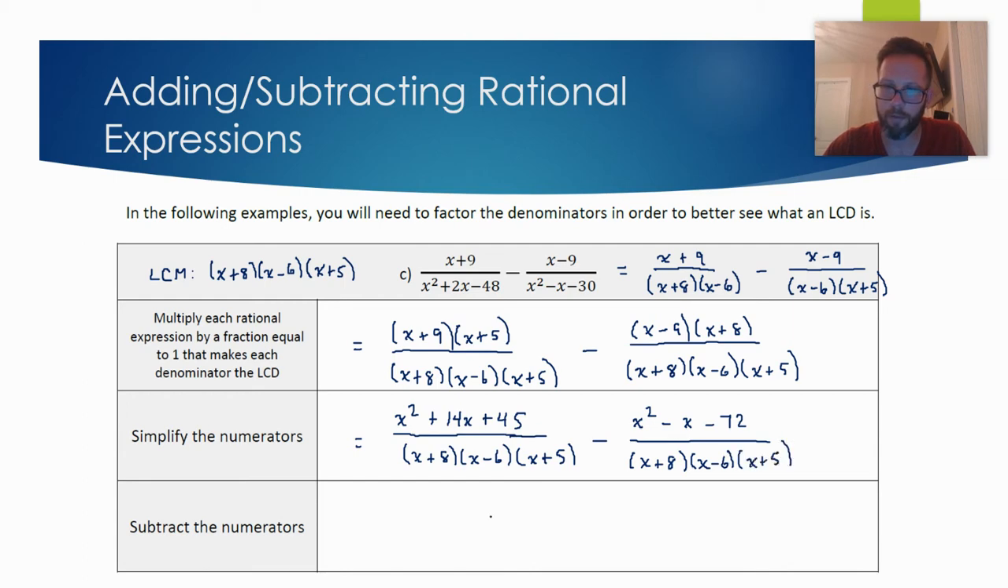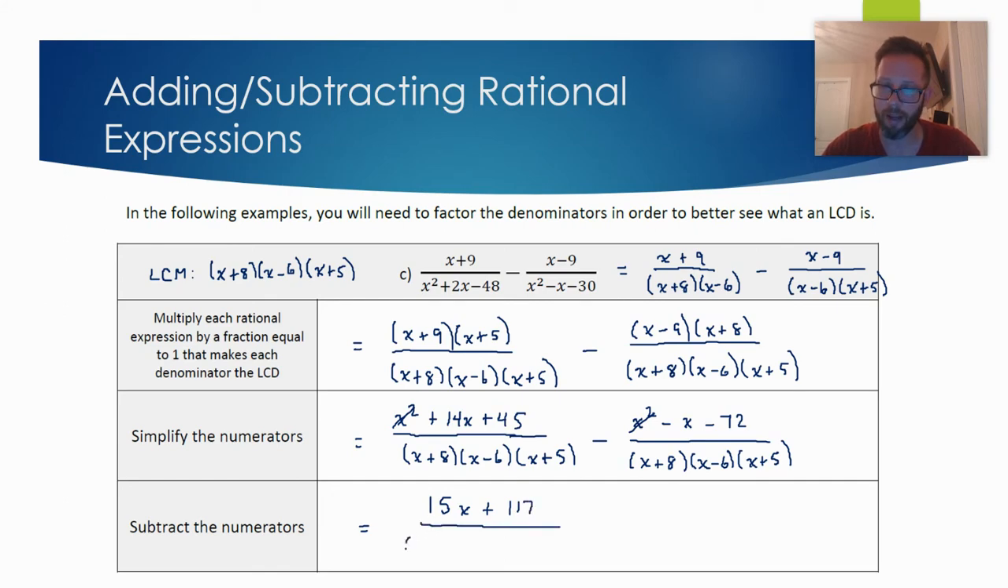X plus 5, and then in this case, we're subtracting the numerators. So careful, we're subtracting, right? So x squared minus x squared, that's 0. 14x subtract negative x, that's 15x. And 45 subtract negative 72, that is 117. It's late though, so double-check, yeah, that's correct.